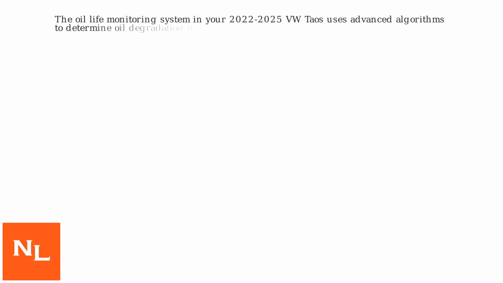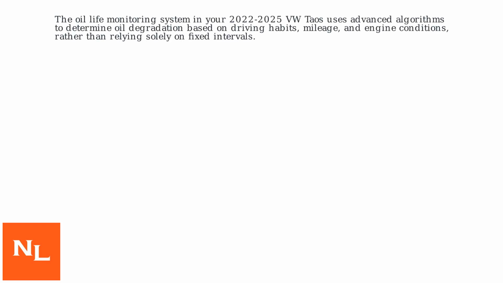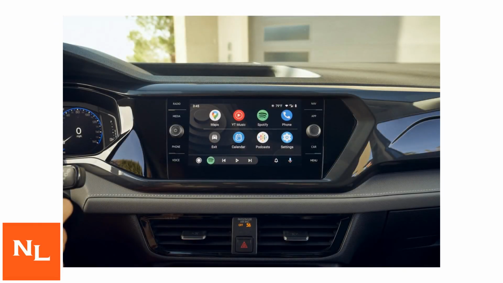The oil life monitoring system in your 2022-2025 VW Taos uses advanced algorithms to determine oil degradation based on driving habits, mileage, and engine conditions, rather than relying solely on fixed intervals. After performing an oil change, it's crucial to reset this system to ensure accurate tracking of future maintenance needs.